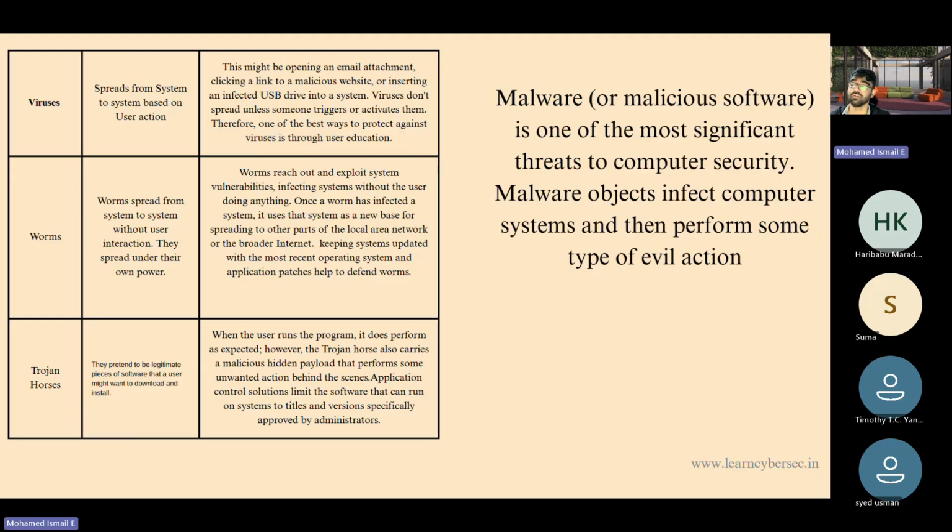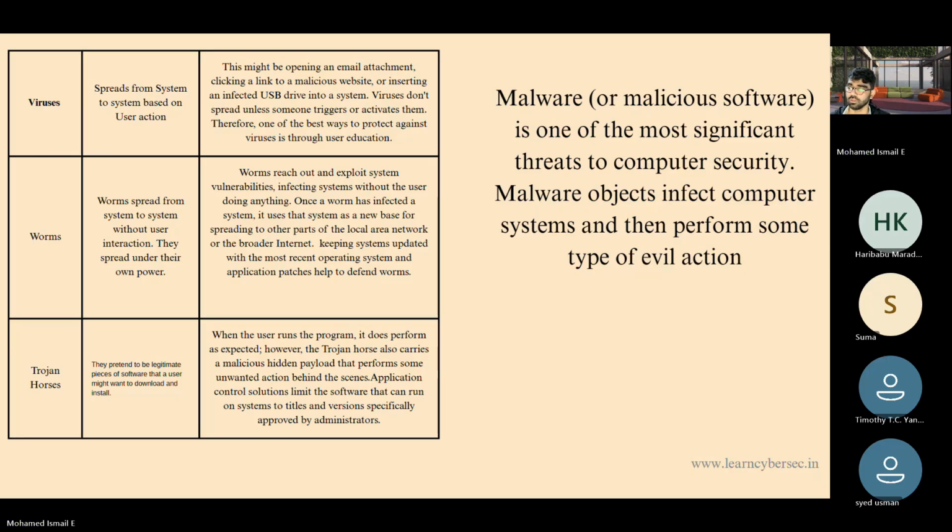Next, worms. Worms spread from system to system without user interaction. They spread under their own power. What does that mean? Once a worm is inserted into your system, if multiple systems are interconnected, it can spread from one system to another system. That's how worms are programmed.